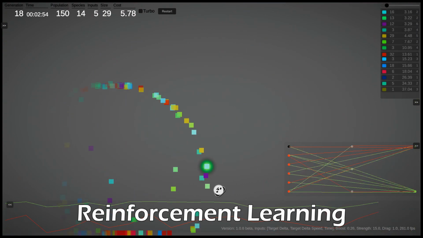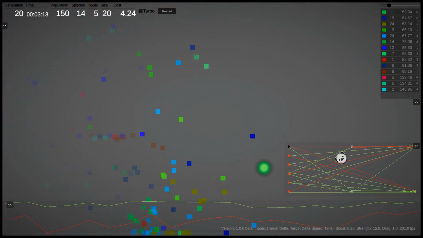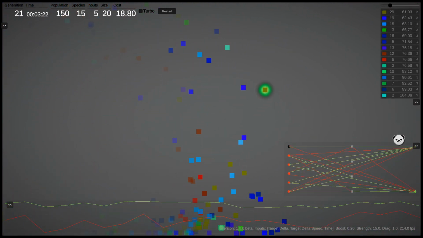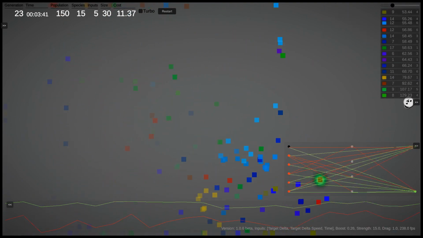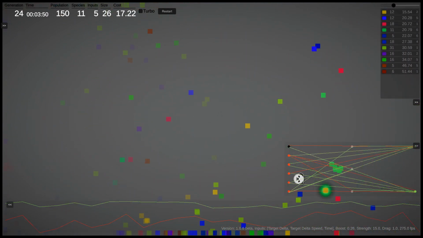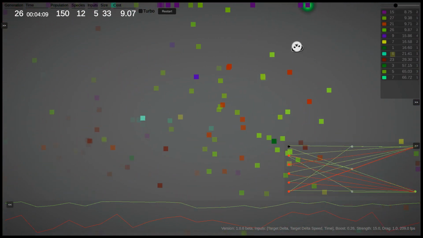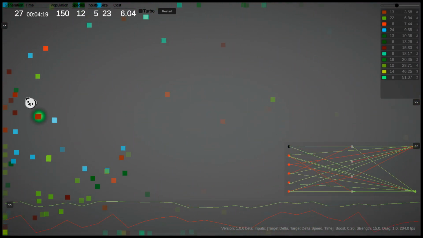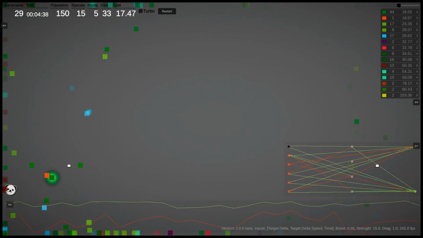Wikipedia states that reinforcement learning is an area of machine learning concerned with how software agents ought to take actions in an environment so as to maximize some notion of cumulative reward. Reinforcement learning has recently had an uptick in popularity since researchers have shown how computers can learn to play computer games, drive cars, and control robots totally unsupervised. Unsupervised in this context means without human input or direction.